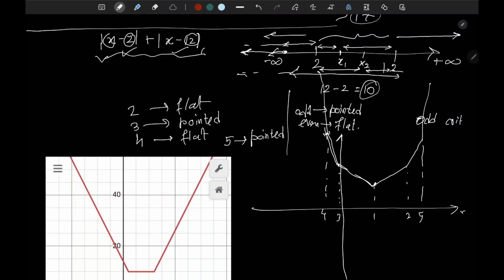So always when you face this kind of questions related to minima of functions containing modulus, try to visualize the graph. Just take any trial point within the intervals and solve for that trial point. You will get your answer within a matter of seconds.